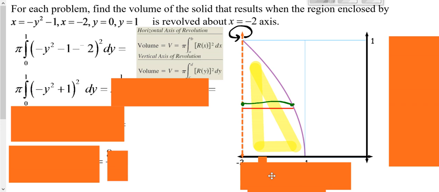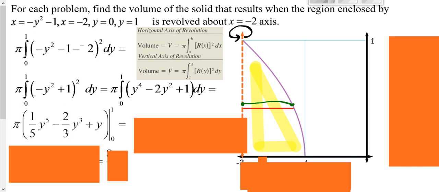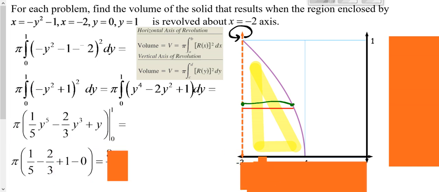To integrate this, we'd want to go ahead and FOIL that out. Integrate each piece, plug in your 1 minus what you get when you plug in 0, and we end up getting 8 pi over 15. So for the most part, I'm going to spend time getting it set up. The integration you should be able to easily do at this point.